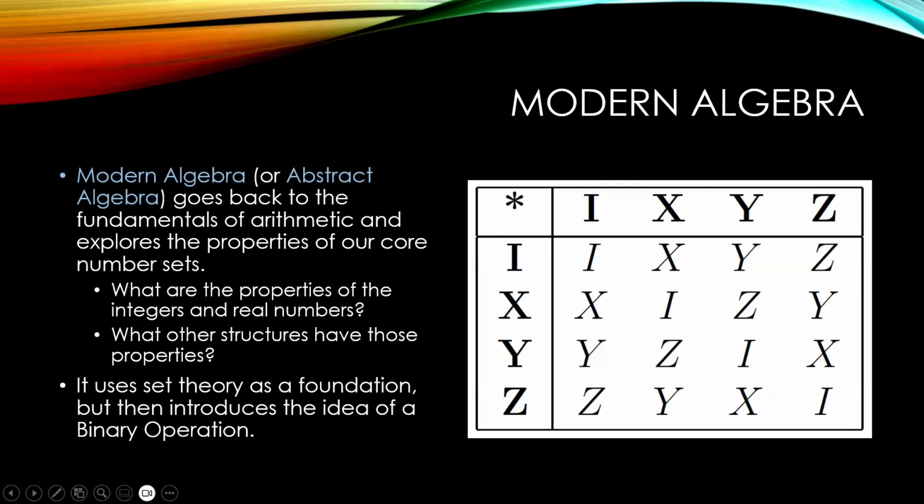What we're going to be talking about is modern algebra, also known as abstract algebra. And so this goes back to the fundamentals of arithmetic, and then it explores the properties of our core number sets. And so what are the properties of the integers? What are the properties of real numbers? And what other structures have those properties? It uses set theory as a foundation, because everything does, but then introduces the idea of a binary operation.